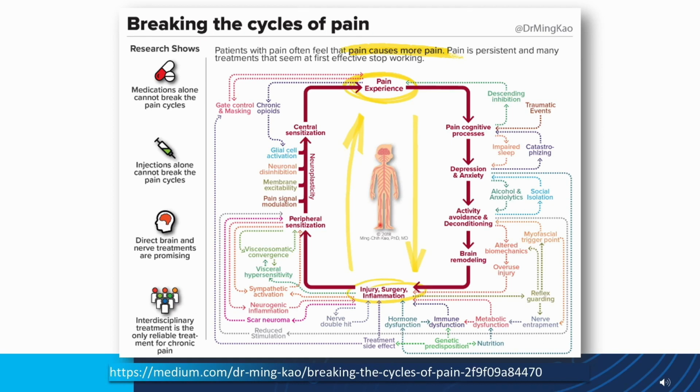And as you can see on the left-hand side of the screen, medications alone cannot break the pain cycle. We need to move away from medications to managing pain. Injections cannot alone break the pain cycle. There are some treatments that are promising in terms of stimulating pain, direct brain treatments that are promising. And have a look at that bottom part of the slide on the left-hand side. Interdisciplinary treatment is the only reliable treatment for chronic pain. The multidisciplinary approach is vital in these patients.